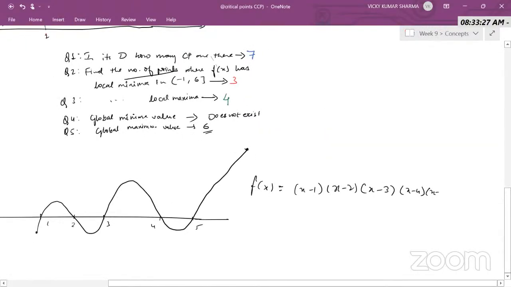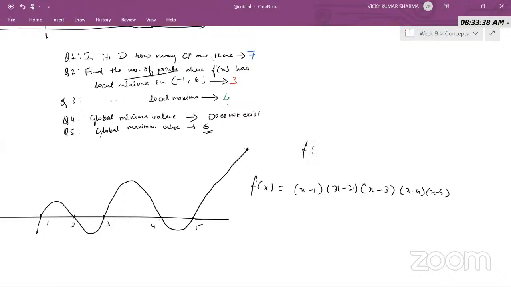Now I'll tell you, find the points where it has a local maxima, a global maxima and a global minima. And I also say that this function is defined on this domain, from 0 to 7 to R. So what is the domain for this function? 0 to 7 is my domain, right? So I am restricting my domain here.